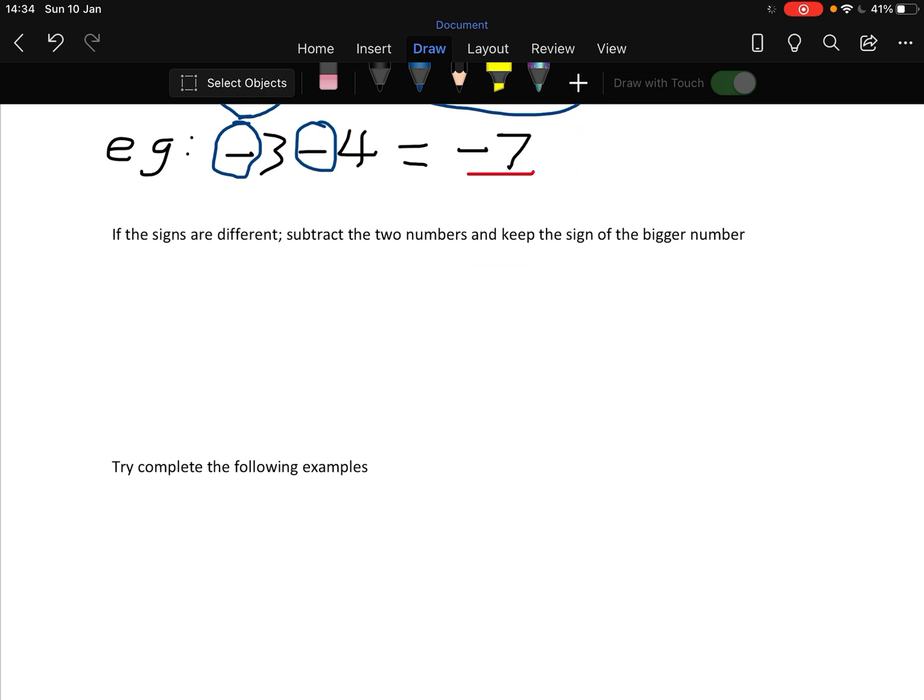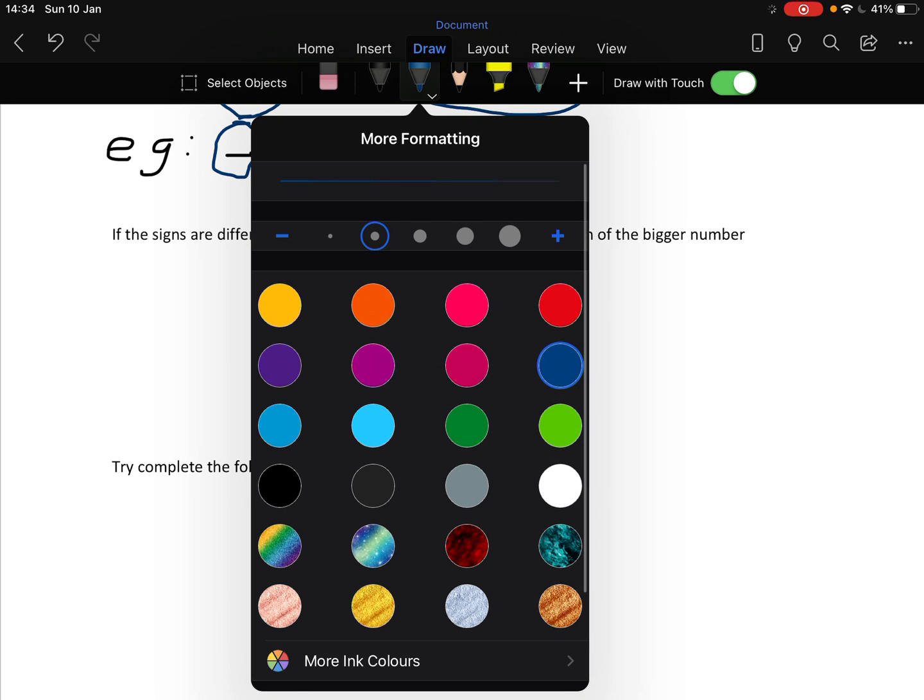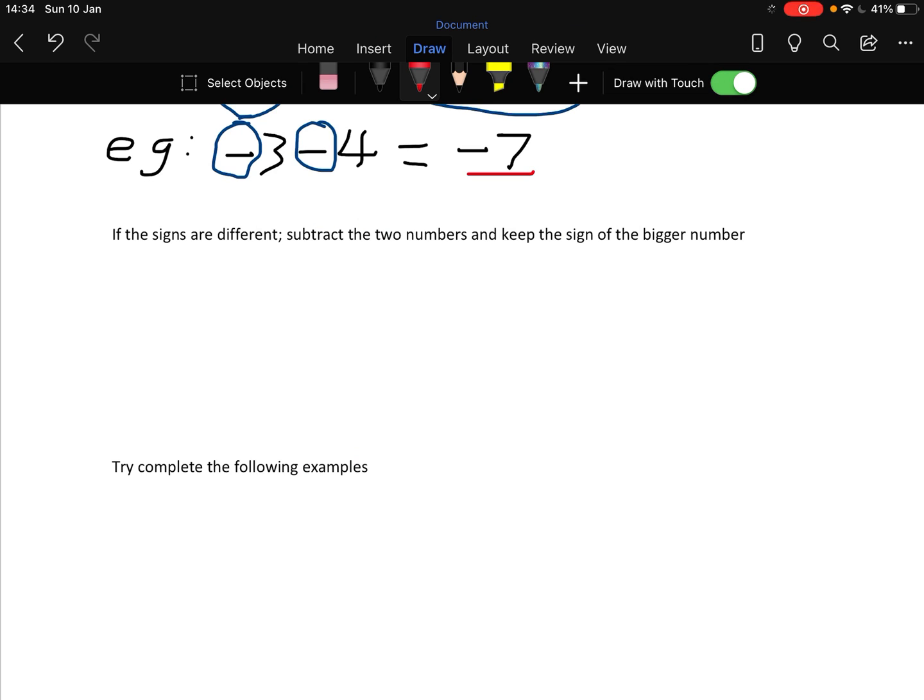Now, the next sentence you need to take down. So take down this sentence as well, after that example, and here we go. If the signs are different, so if we have two different signs now, so it's not minus and minus, plus and plus, we have a plus and a minus, or a minus and a plus, okay? What do we do now? We subtract the two numbers, but keep the sign of the bigger number. So we subtract our two numbers, but we keep the sign of the bigger number, okay? That's what you do. So take this down, pause the video, write down this sentence, and underline those key bits.